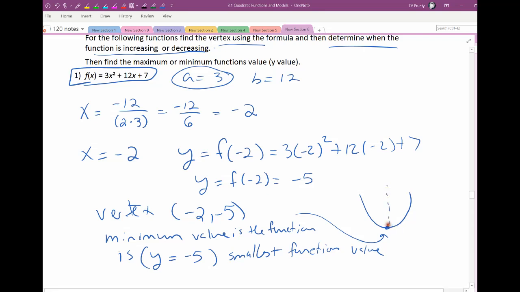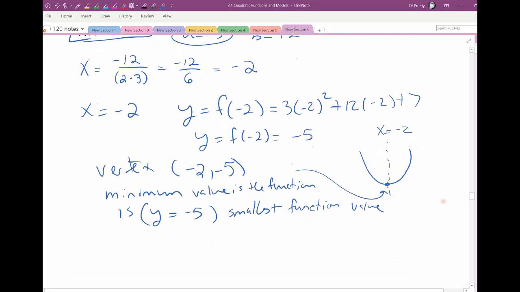On the side of those values is where it's increasing. And so remember, my axis of symmetry would be at x equals negative 2. It goes through the x value. And so to determine increasing and decreasing, I use the x value of my vertex. So my minimum value is the y value.